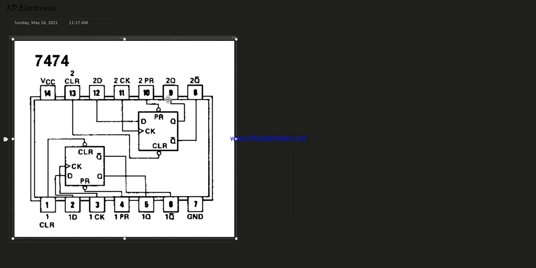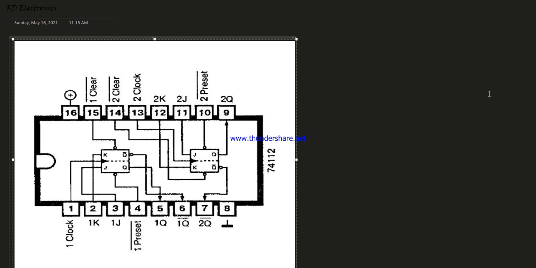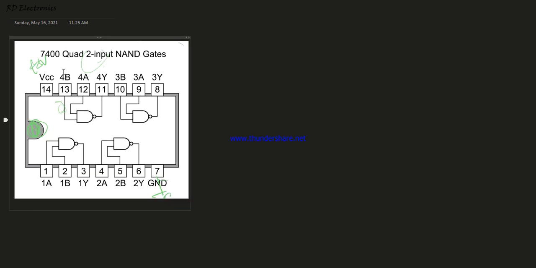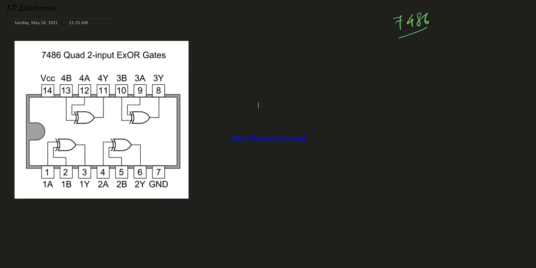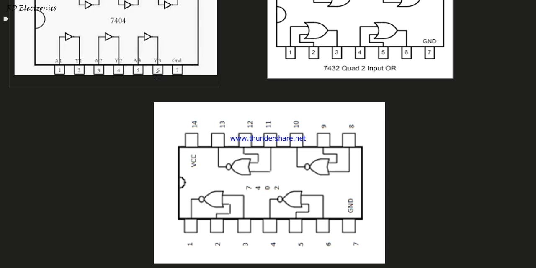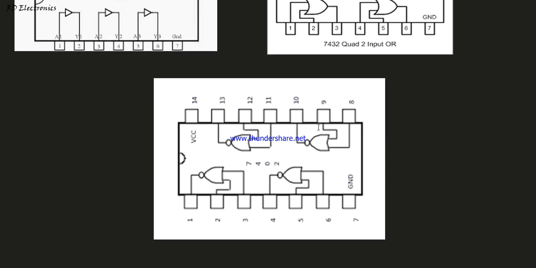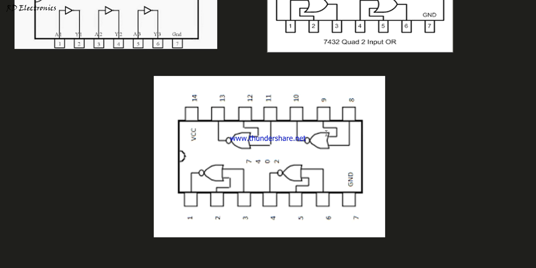This is 7474 dual D flip-flop. This is 74112 dual master-slave JK flip-flop. This is 7483 4-bit carry look-ahead adder. This is 7400 quad 2 input NAND gate. This is 7486 quad 2 input XOR gate. And this is the 7404 NOT gate. This is 7432 OR gate, 2 input OR gate, and this is 7402 NOR gate.